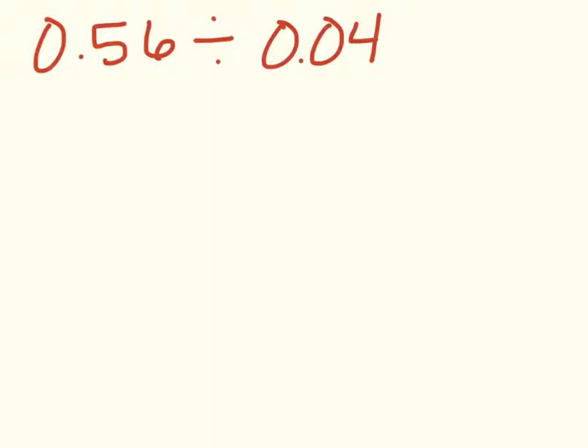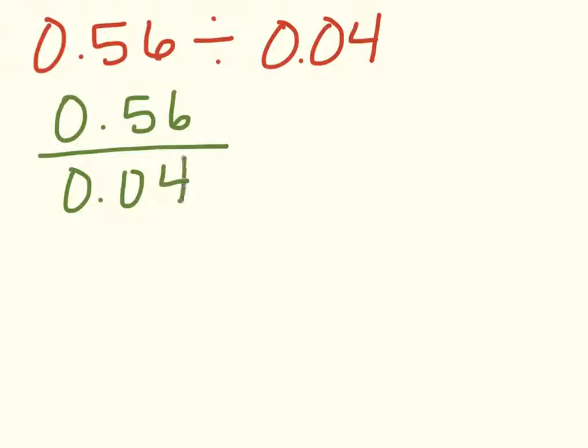In method 2, we rewrite our division problem as a fraction, like this. Remember, this line between the numerator and the denominator really means divide by. So we've rewritten this same problem now. It says exactly the same thing in words, even though it looks different on the screen. 56 hundredths divided by 4 hundredths is what this sentence says. But this sentence also says 56 hundredths divided by 4 hundredths.